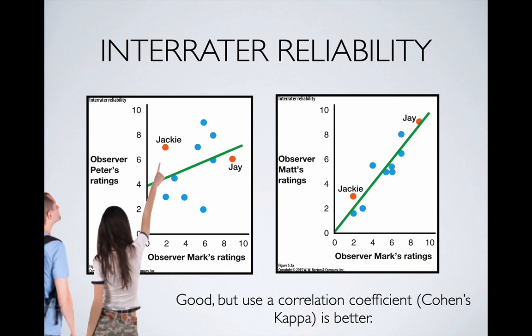So on the left, you have what looks like good inter-rater reliability. I said good, didn't I? Bad. No, that is bad. You do not want that. On the left, you have what looks like bad inter-rater reliability. And on the right, you have what looks like really good inter-rater reliability.